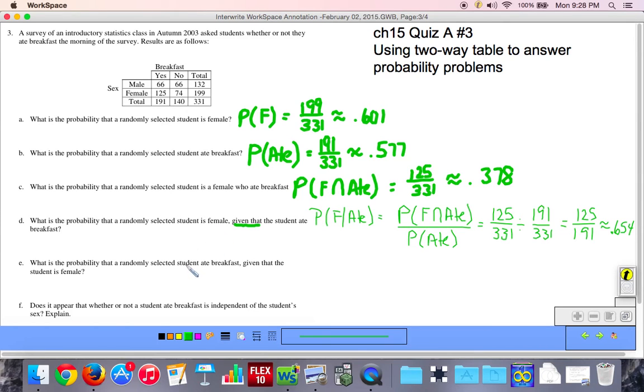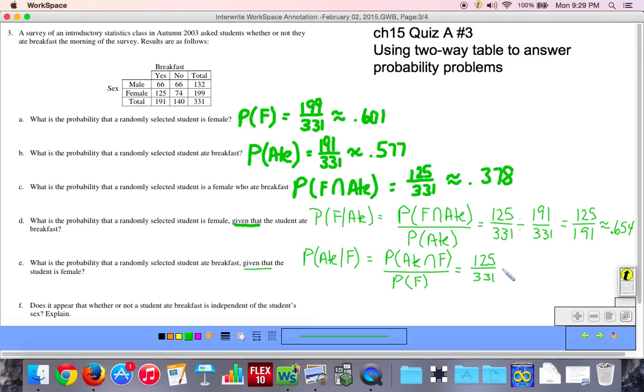Okay, what is the probability that a randomly selected student ate breakfast given that the student is female? Okay, so now we're given that they're female. So the probability that they ate, given the condition that they're female, would be the probability of ate intersect female, which we've already found, divided by the probability that the student is female. Well, we know ate intersect female is 125 divided by 331.